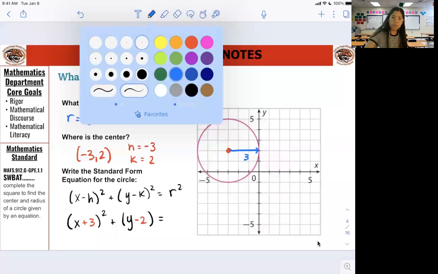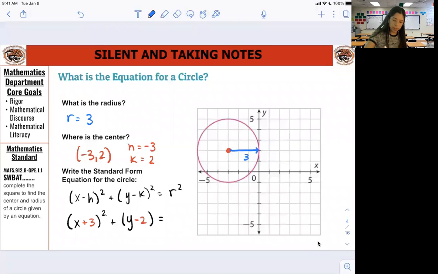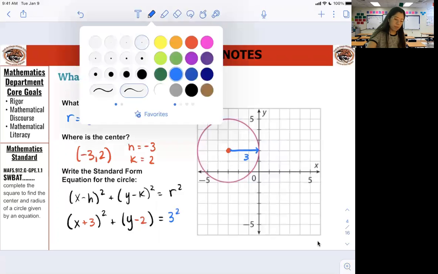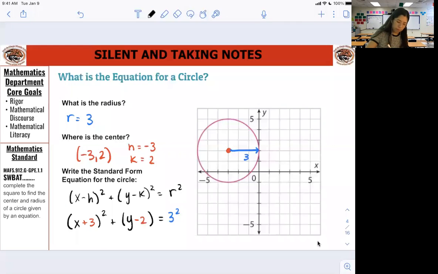Equals 3 to the power of 2. You got to remember to square it. So my final equation, in the final equation, when everything is nice and simplified, you just want to remember to square it, and then we got our final answer.